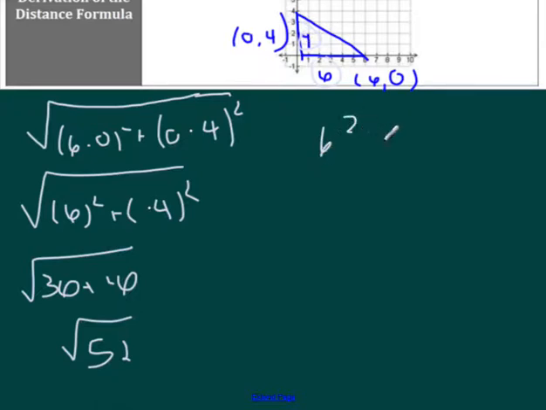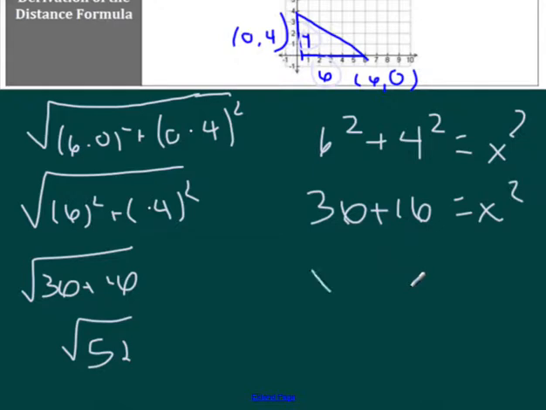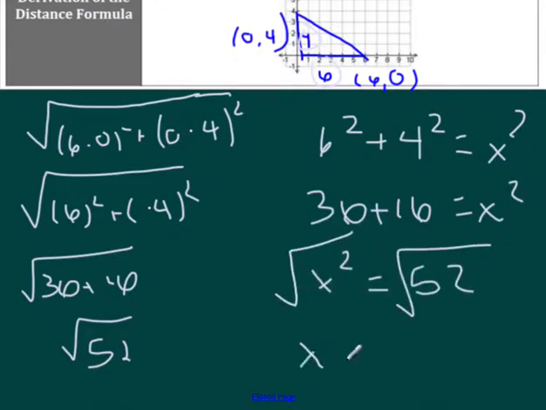Now I'm going to do this as a Pythagorean theorem using the length of 6 and 4 for the legs. So 6 squared plus 4 squared is equal to x squared. 36 plus 16 is equal to x squared. X squared is equal to 52. Take the square root of both sides, and you get that x is equal to the square root of 52. So the distance formula actually comes from the Pythagorean theorem. We just use the distance formula when we're given coordinates. It makes it easier when we're given coordinates.